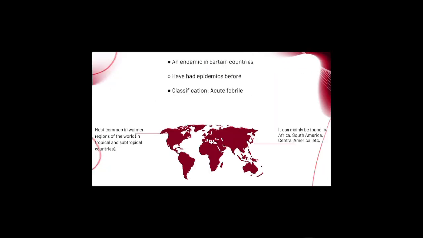In terms of epidemiology, malaria is classified as an endemic in certain countries. However, there have been epidemics of malaria before, and the disease itself is considered an acute febrile infection. It is most common in warmer areas of the world, such as in tropical and subtropical countries, and can mostly be found in Africa, South America, Central America, etc.